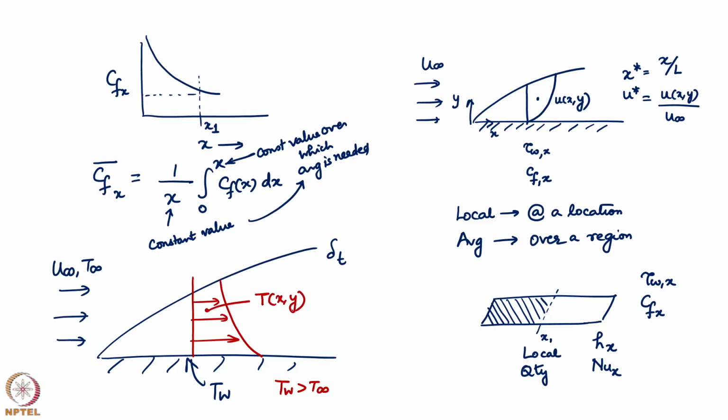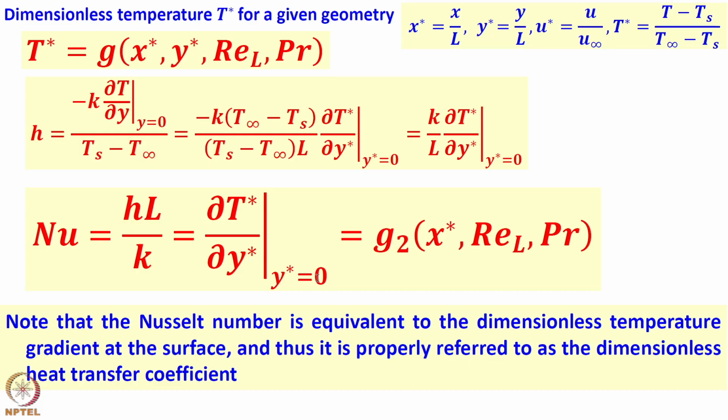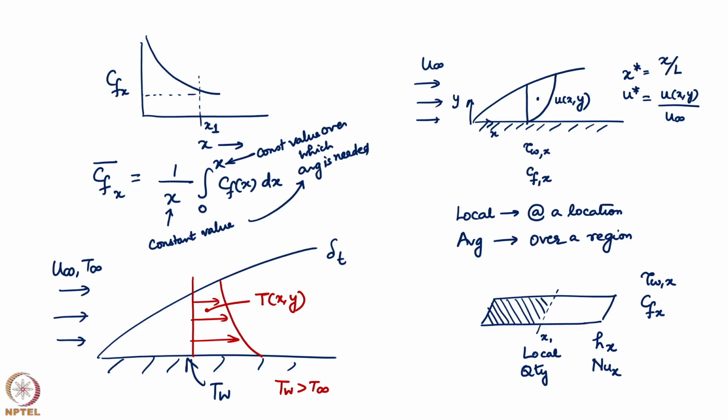This is my local temperature, and that is a function of many quantities. So it's a function of the non-dimensional distance coordinates X and Y, the local Reynolds number and the local Prandtl number. Please remember this is Re subscript X, not Re subscript L. So when I write H, which is again a local quantity, this is minus K dT by dy. So let's go to the next slide.